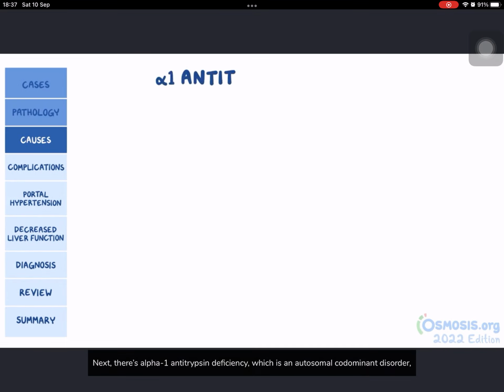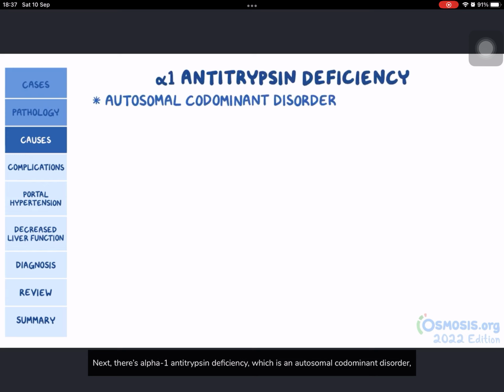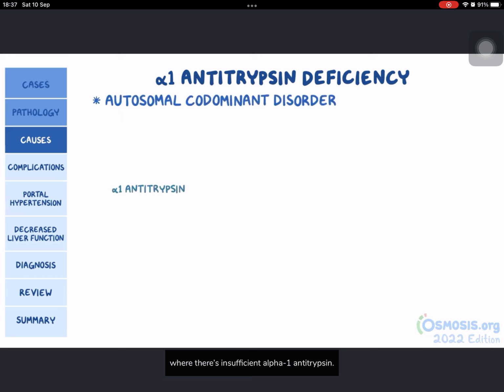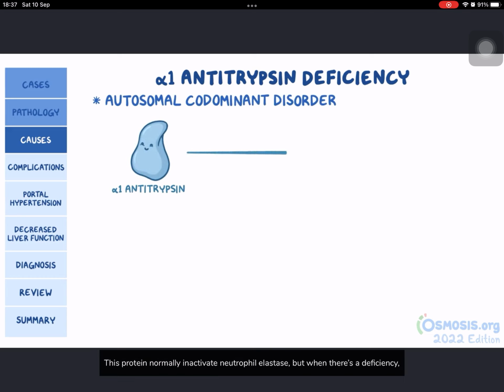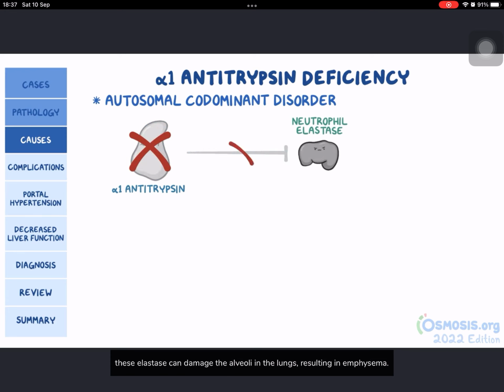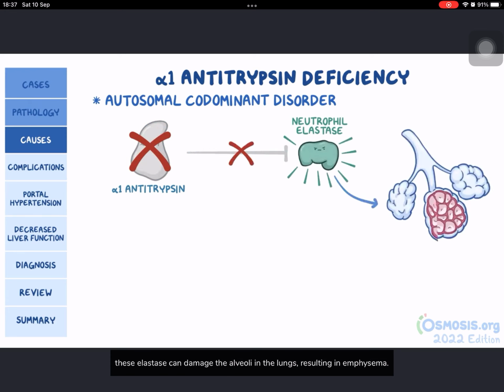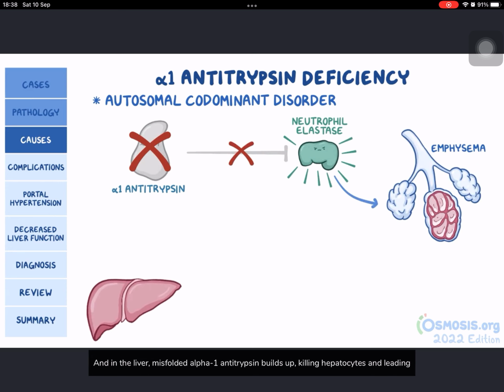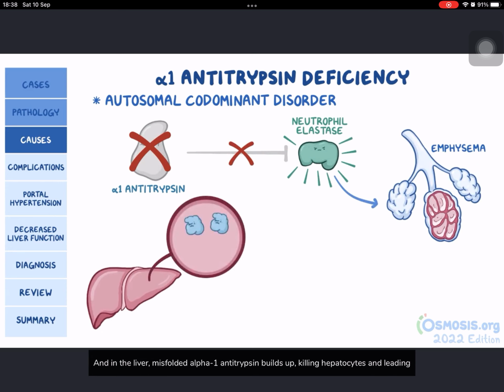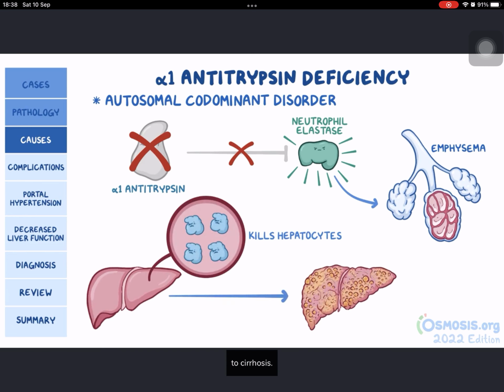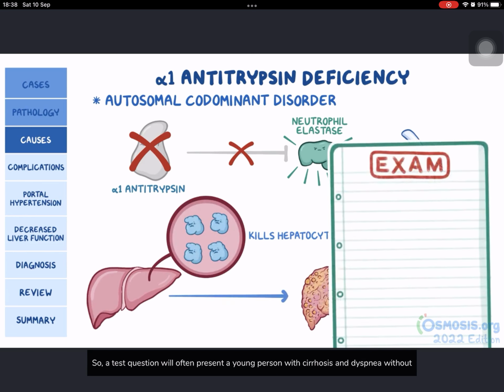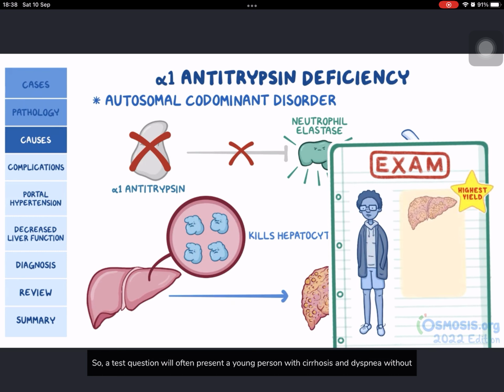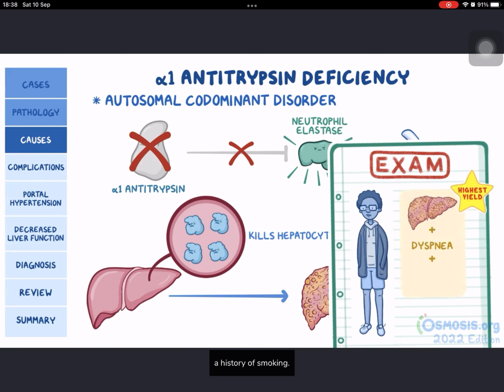Next, there's alpha-1 antitrypsin deficiency, which is an autosomal co-dominant disorder, where there's insufficient alpha-1 antitrypsin. This protein normally inactivates neutrophil elastase, but when there's a deficiency, these elastase can damage the alveoli in the lungs, resulting in emphysema. And in the liver, misfolded alpha-1 antitrypsin builds up, killing hepatocytes and leading to cirrhosis. So, a test question will often present a young person with cirrhosis and dyspnea without a history of smoking.